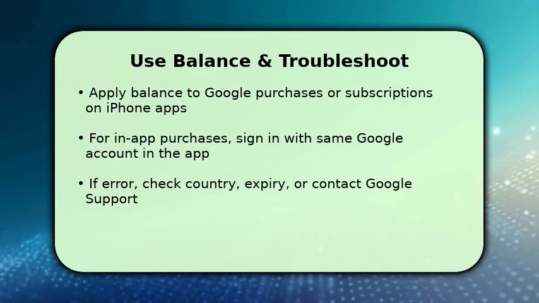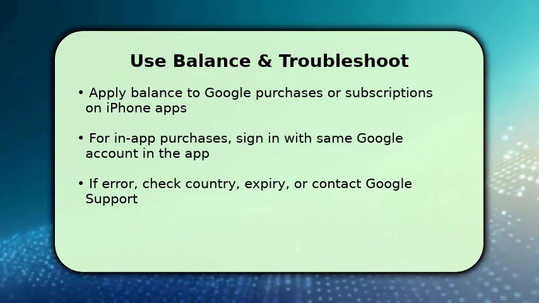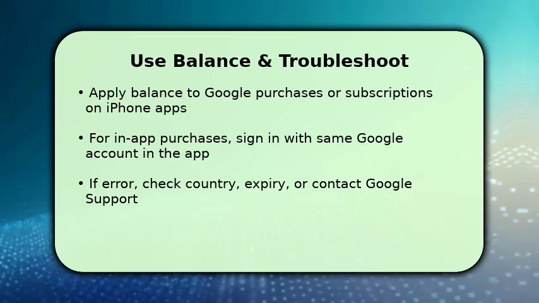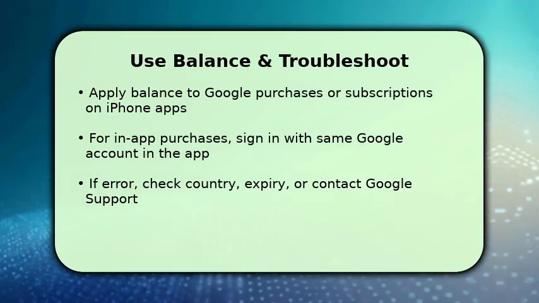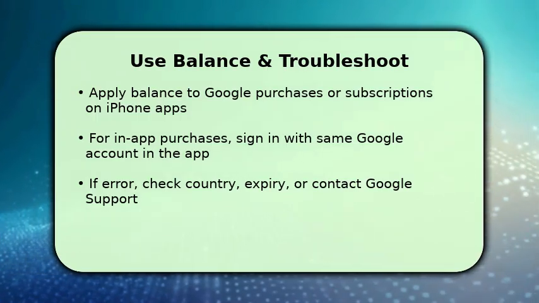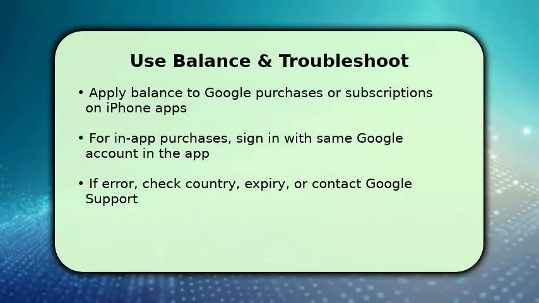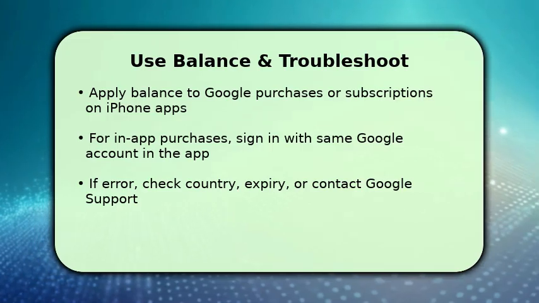After redemption, use the balance immediately for app purchases or subscriptions by signing into the same Google account inside the iPhone app. This ensures the credit is selected at checkout. For subscriptions, choose billing via Google and confirm the purchase. For one-time buys, pick Google Pay where available.